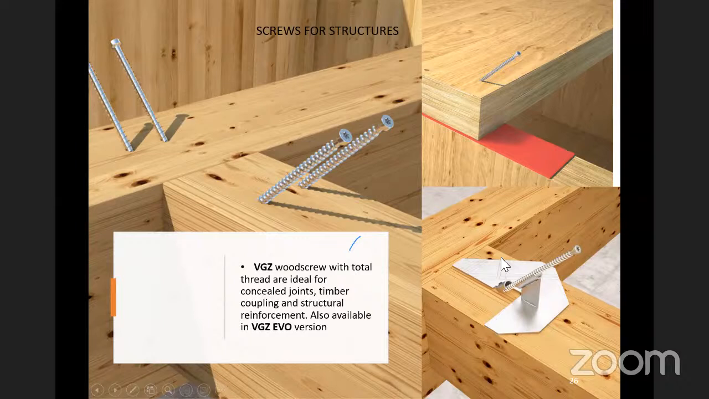It's also available in the Evo version, the one I was telling you about, where the Evo coating gives it the capacity to resist corrosion over a long time. I think it's quite a good coating, because then you don't have to worry about corrosion with this kind of screw.